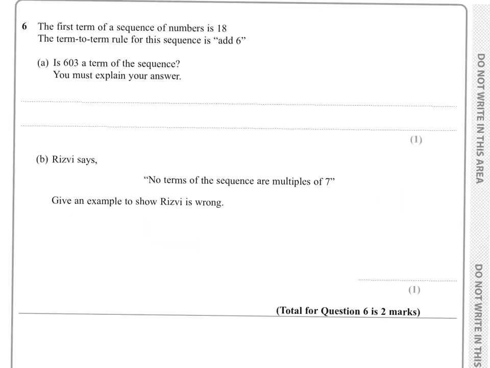Question 6. The first term of a sequence of numbers is 18, and the term-to-term rule for this sequence is add 6. So it would go 18, then add 6 is 24, then 30, 36, 42, and we'll be there all day. We can carry on and on. But it's asking, is 603 a term of the sequence?